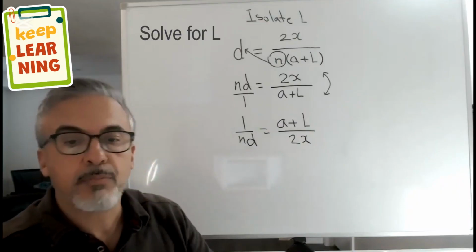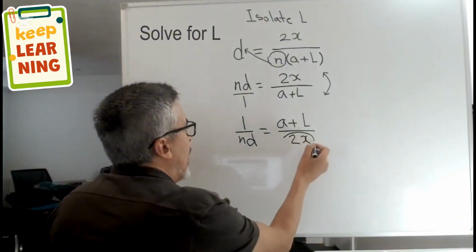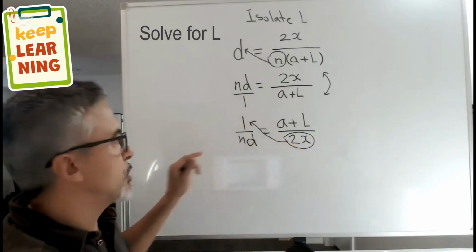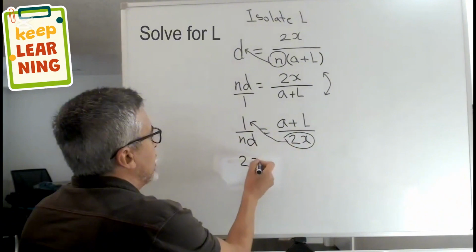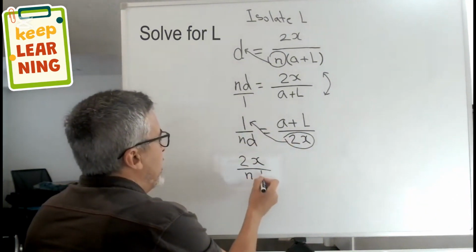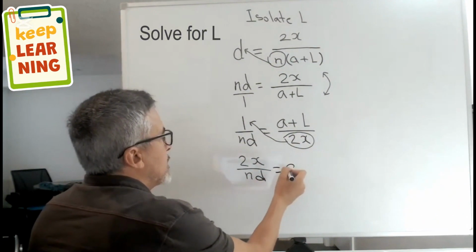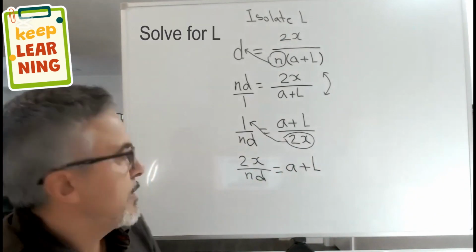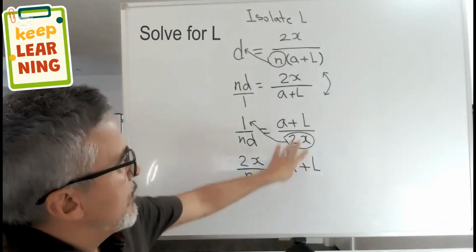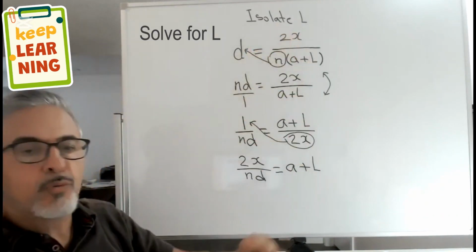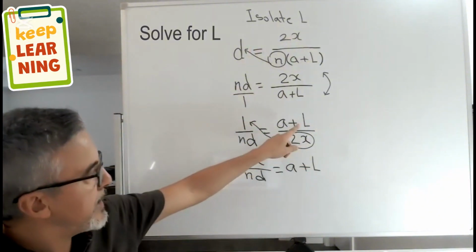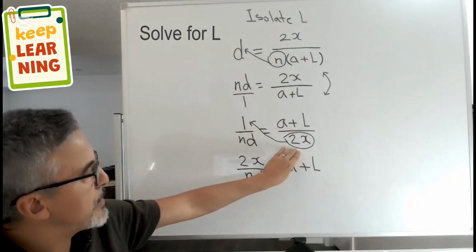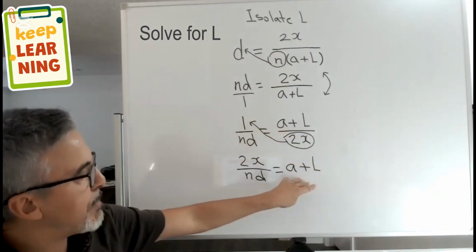Now I'm going to go back to cross multiplying. I want to cross multiply the 2x to the top, because if it's on the bottom and it crosses the equal sign, it goes to the top. So I'm going to have 2x over n d equals a plus L. Remember, we're trying to isolate the L. So always when you're doing this, you have to keep in mind that we're isolating the L. So we want to have the L by itself. That's why I removed this 2x and I moved it there, because now I have only a plus L.